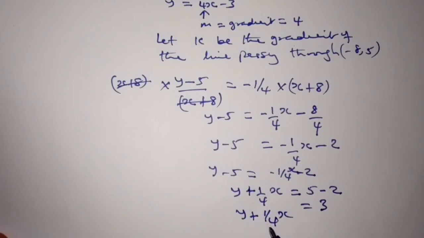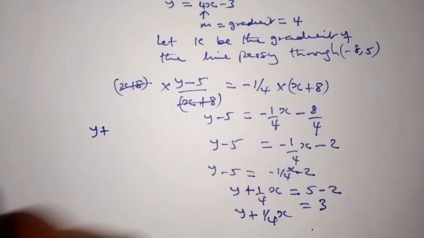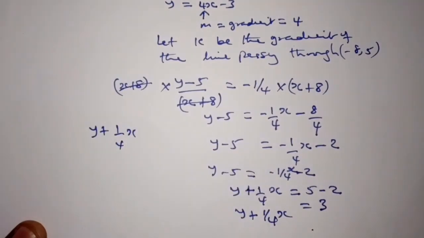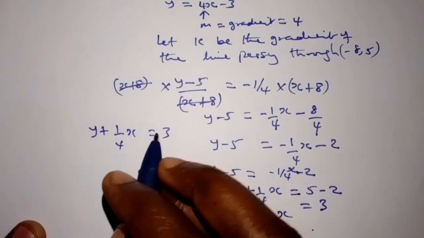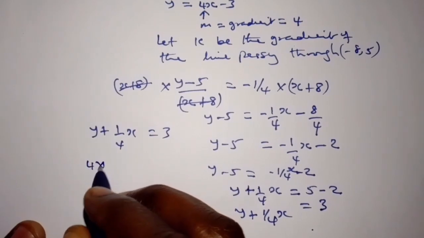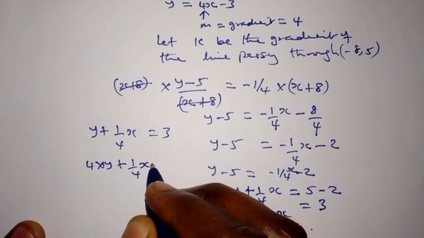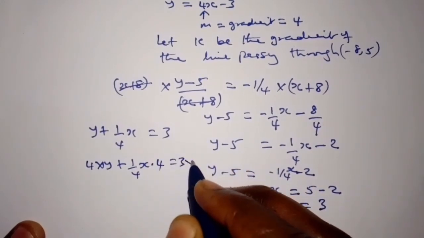y plus 1 over 4x is equal to 3. We can multiply here by 4, here by 4. So this is 4 times y plus 1 over 4x times 4 is equal to 3 times 4.